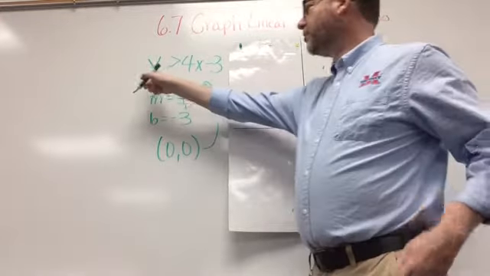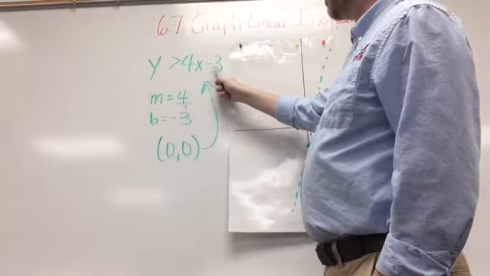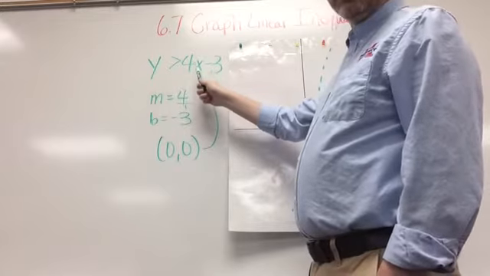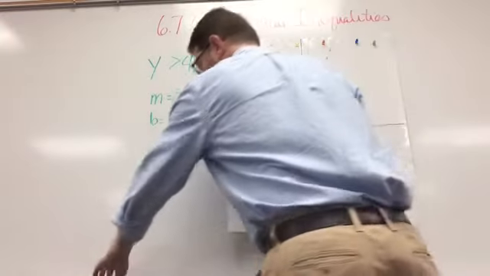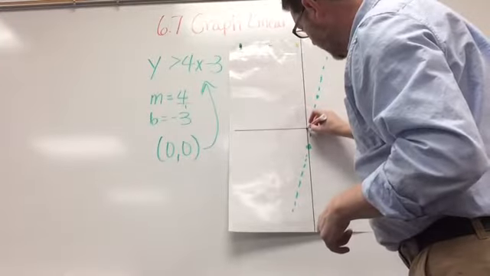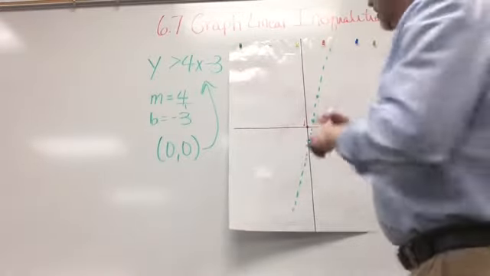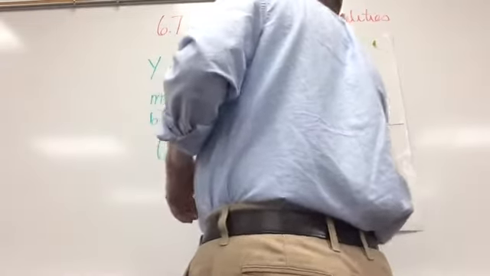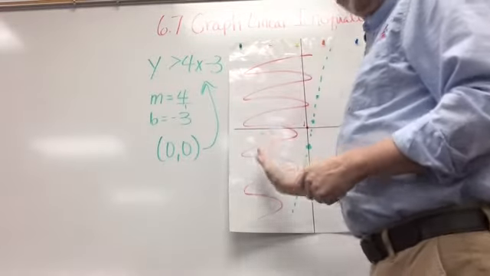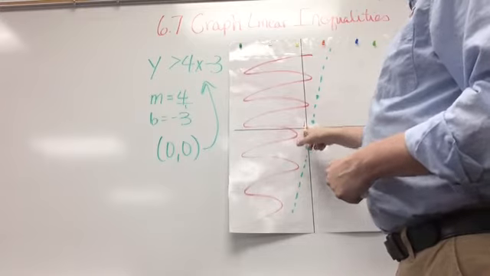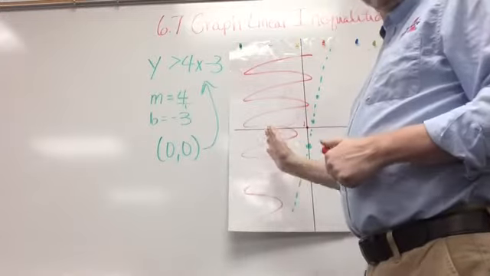Is (0, 0) a solution to this inequality? Well, let's try it out. If I plug in 0 and 0, 4 times 0 is 0, minus 3 is -3. Is 0 greater than -3? Yes. So that means that (0, 0) is a solution. I could put a little dot here with a check mark next to it, which means everything on this side of my line is a solution. So to graph it, I have to shade in everything on this side, because this point (0, 0) is a solution, which means everything else on this side is also a solution.